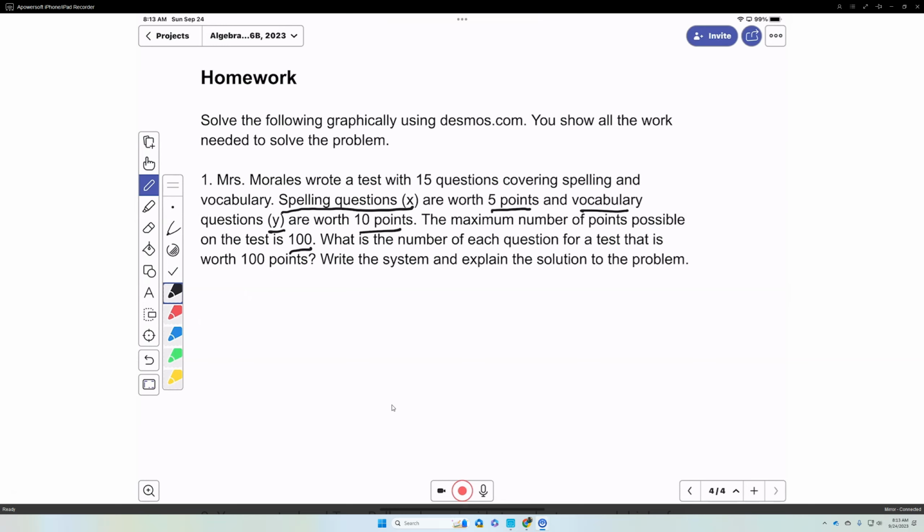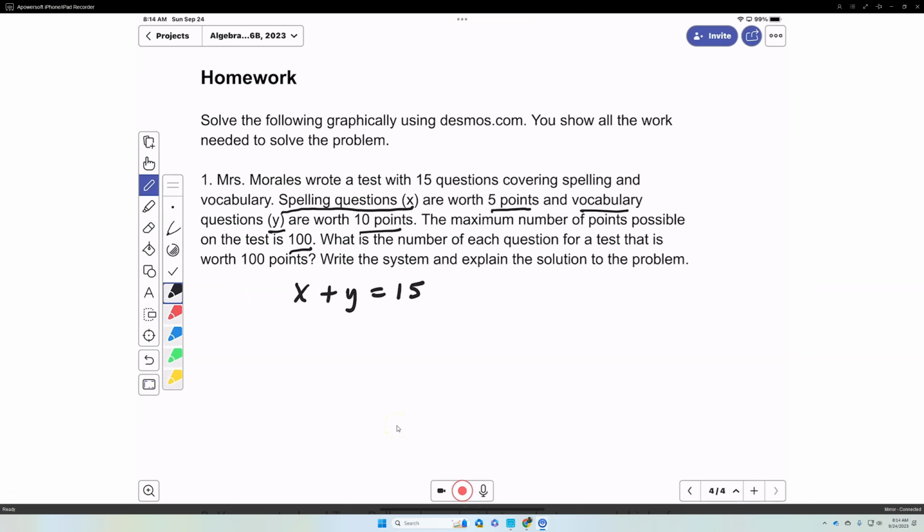So we're going to go ahead and write a system, and then we're going to solve it using Desmos. So x is the spelling questions. So we have x plus y, and we said there are 15 questions.